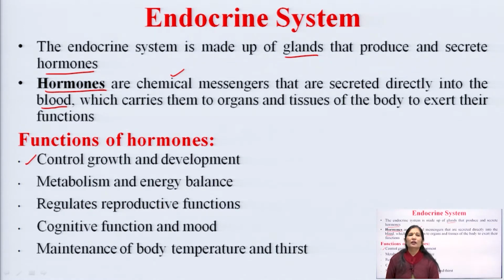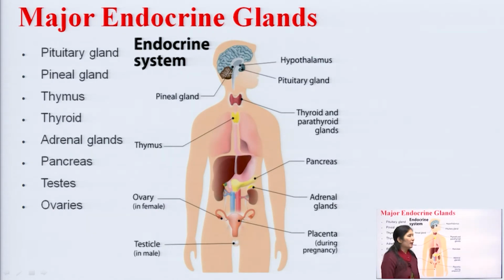They regulate reproductive functions, growth of the reproductive organs, release of hormones, cognitive functions, and they regulate our mood. They also maintain body temperature and regulate thirst. So, these are the important functions of hormones. Each hormone produces different types of functions and we will deal with their function and action in detail one by one.